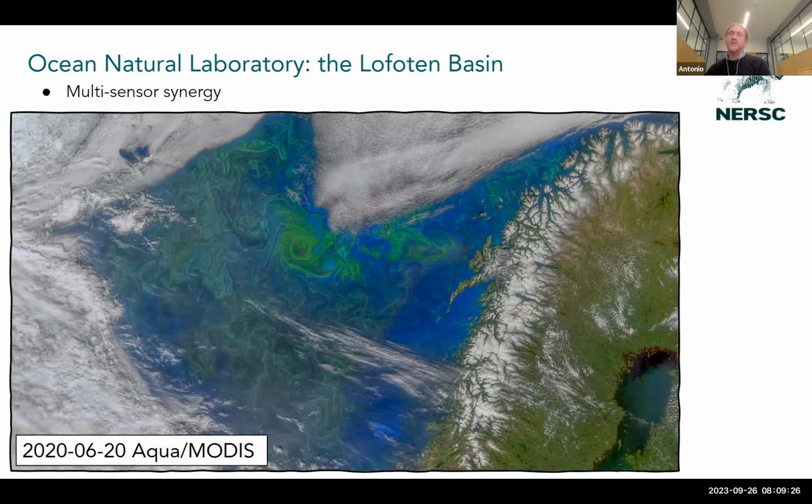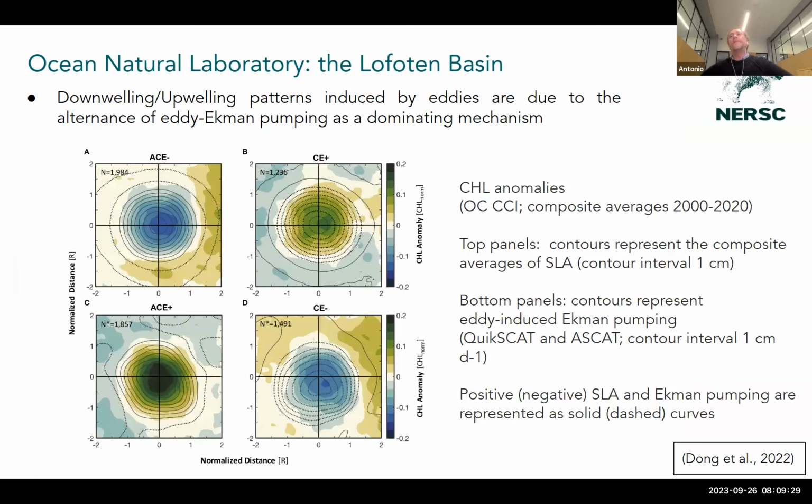Then what is also important to consider is what we typically know about eddies: when you have an anticyclone, which I call ACE, in the top left panel, typically you have a downwelling. While when you have a cyclone, it is typically associated with an upwelling. And this is what is described in the top panels here. So you have chlorophyll anomalies, and then the contours are the sea level anomaly, so whether you have an elevation or a depression of the sea surface.